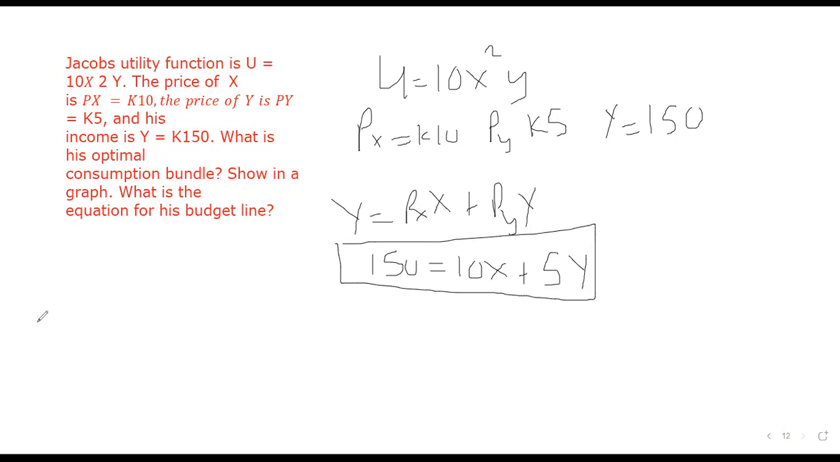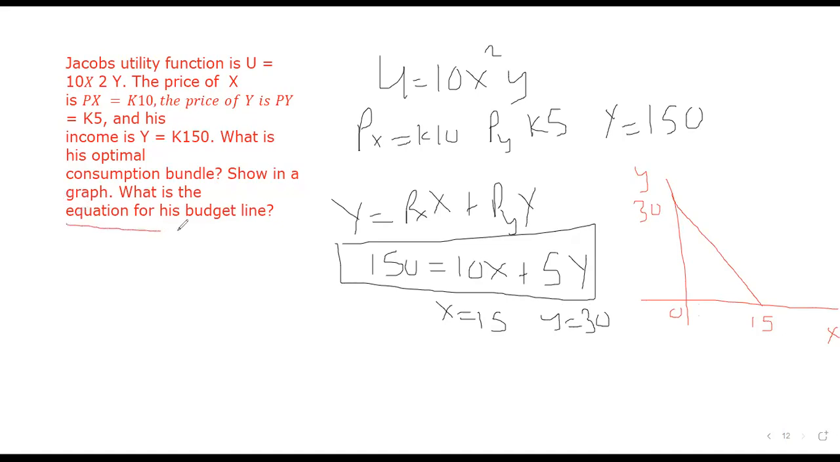How do we draw this? The x will cut where? At 15 by dividing by 10 here. And the y will cut where? At 30 by dividing by 5 here. So how do we draw the budget line? X cuts at 15, y cuts at what? At 30. X at 15, y at 30. So this is how you sketch this graph. Show the graph. What is the equation of this budget line?